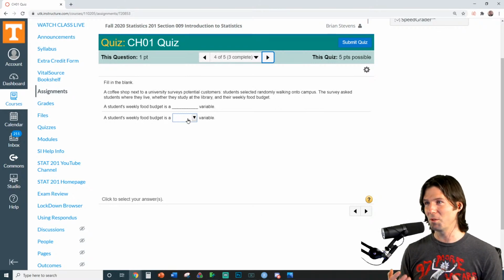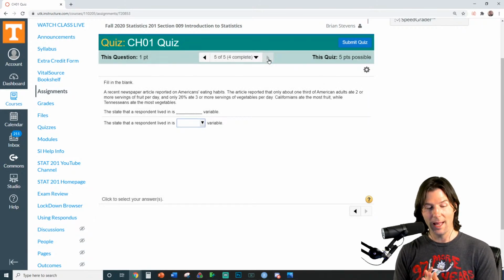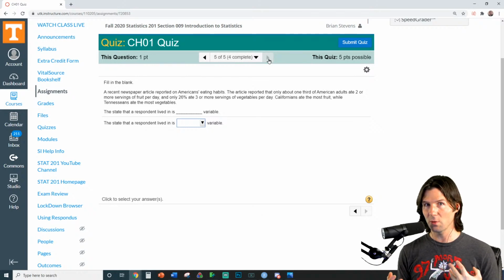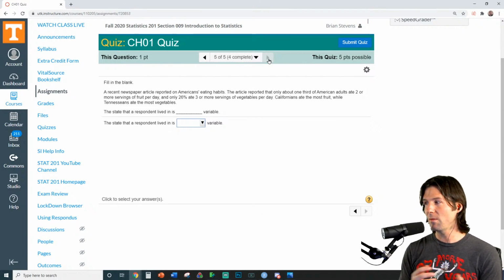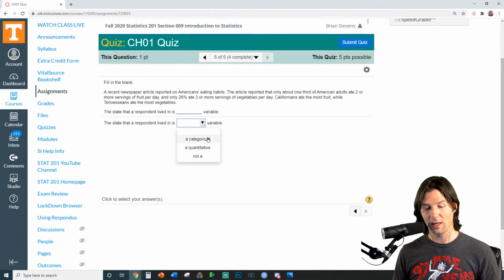There's not too many of these, and it was really hard to make a quiz out of this. That was 5 questions, but definitely quantitative again, because how much money did they spend, and the state that a respondent lived in. So if someone says to you, would they say, how much is your state, or what is your state? It's kind of a good way to figure out if it's quantitative or categorical, to see if it's how much or what, like what group are you in, or how much is this? And since this is a what group are you in, it's categorical.